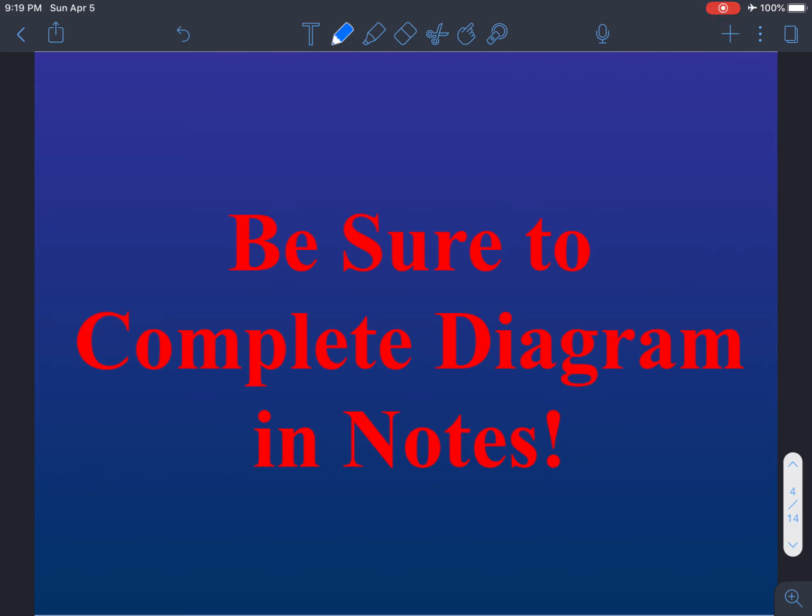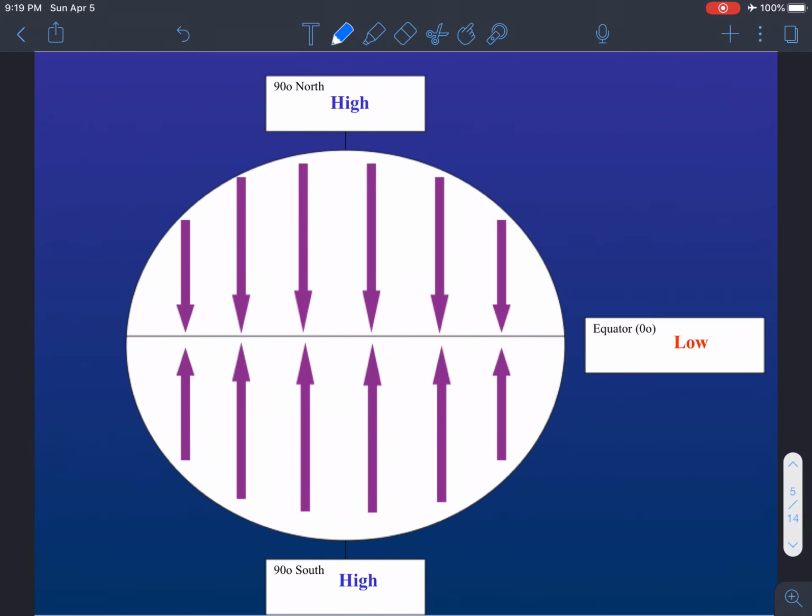So what I want you to do is complete the arrows in your notes if they are not already there. Okay, so starting at the North Pole and the South Pole, we have high pressure, and this is because the area is so cold. And then also at the equator, we have lower pressure because the area is very warm. Now, this scenario is what would happen if the Earth did not rotate, which, of course, is not accurate.